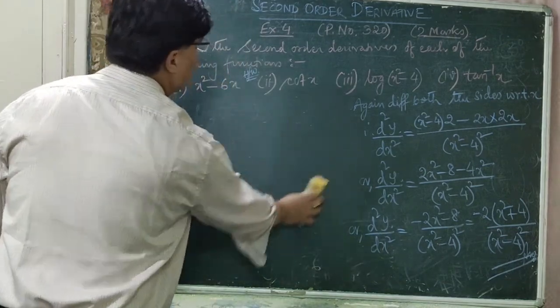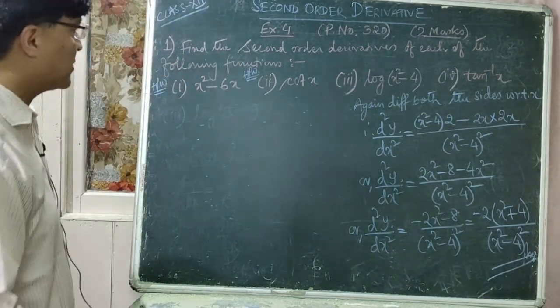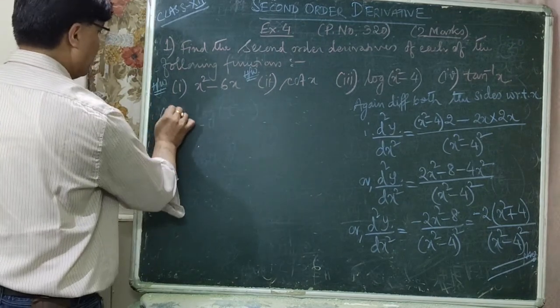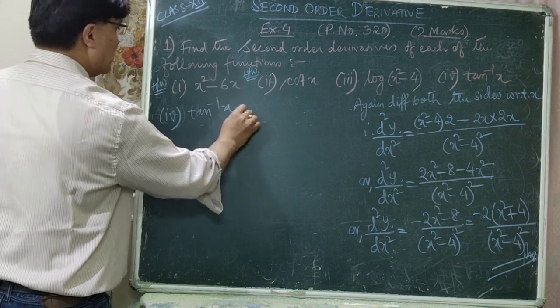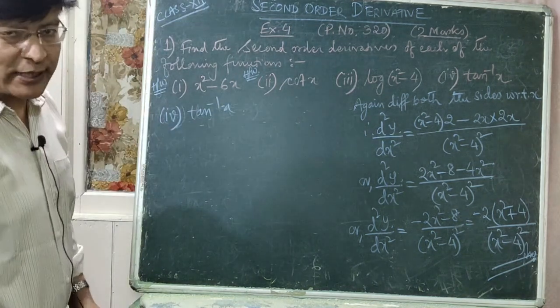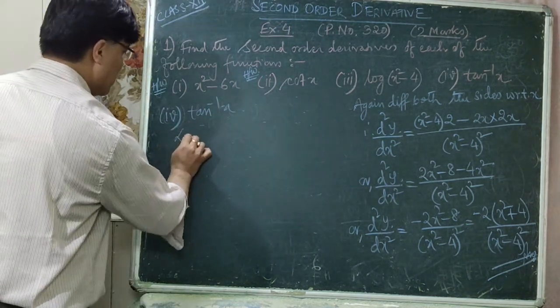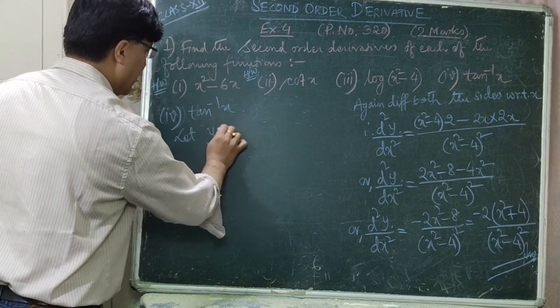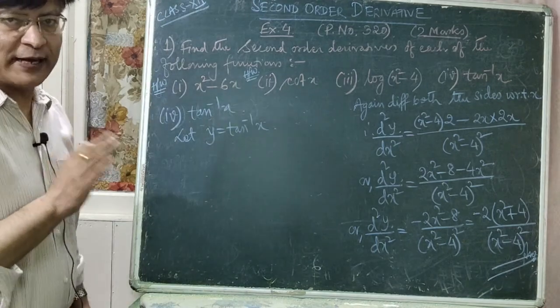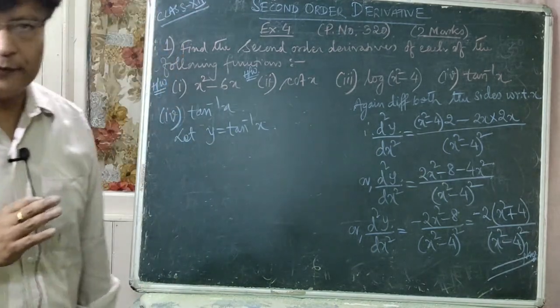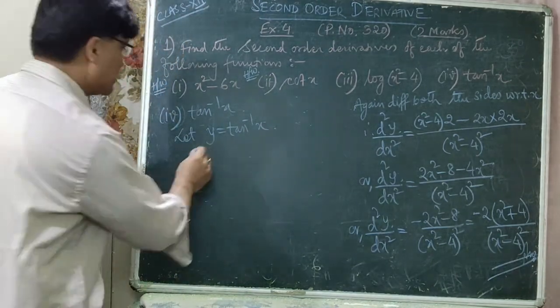So let us find out the derivative of tan inverse x. Number 4 is your tan inverse x, right? Let us assume this tan inverse x as y in this case also. So let y is equal to tan inverse x. First you find out the first order derivative, that is, find out dy by dx.